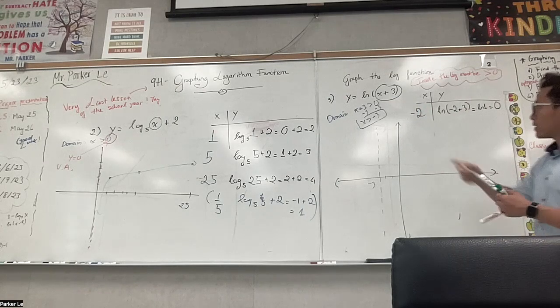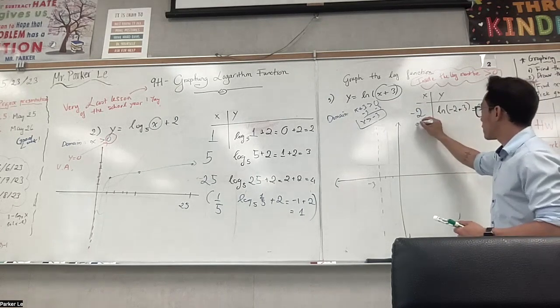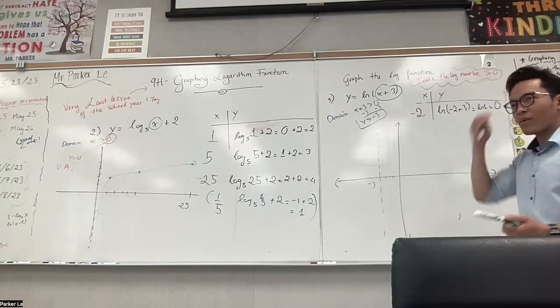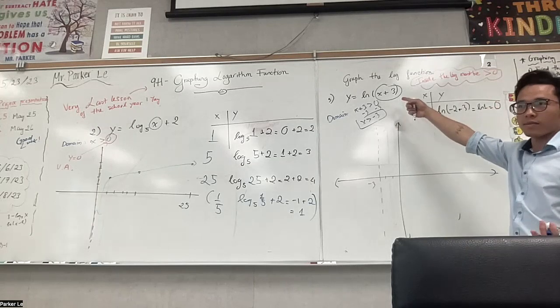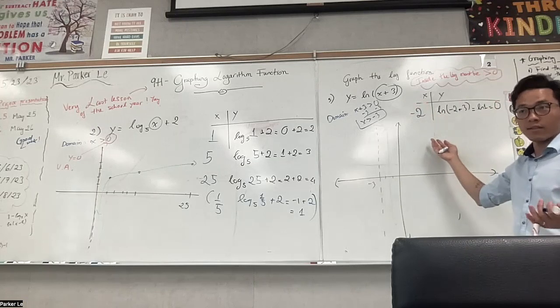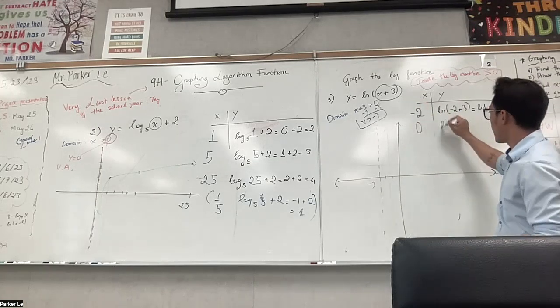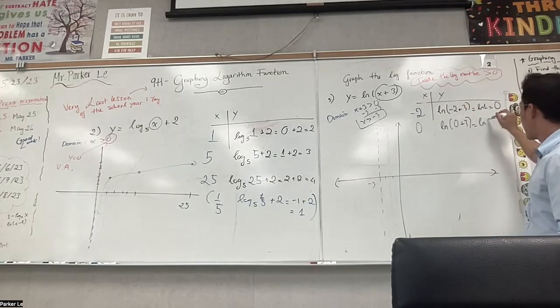What is the next point? If you don't know, just choose any point. You can do random things, but at least choose some small number. You can start with 0 or with 1. Let's choose 0. Plug it in here: ln of 0 plus 3 is the natural log of 3.